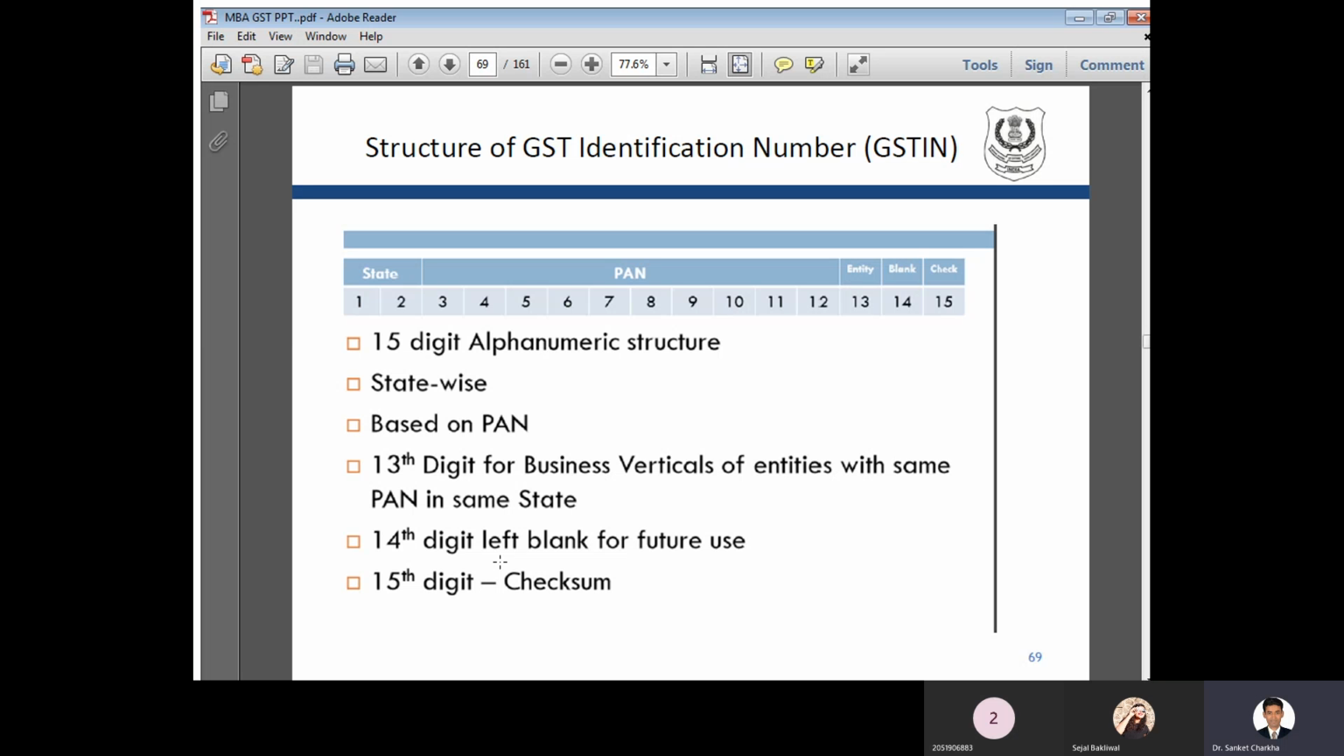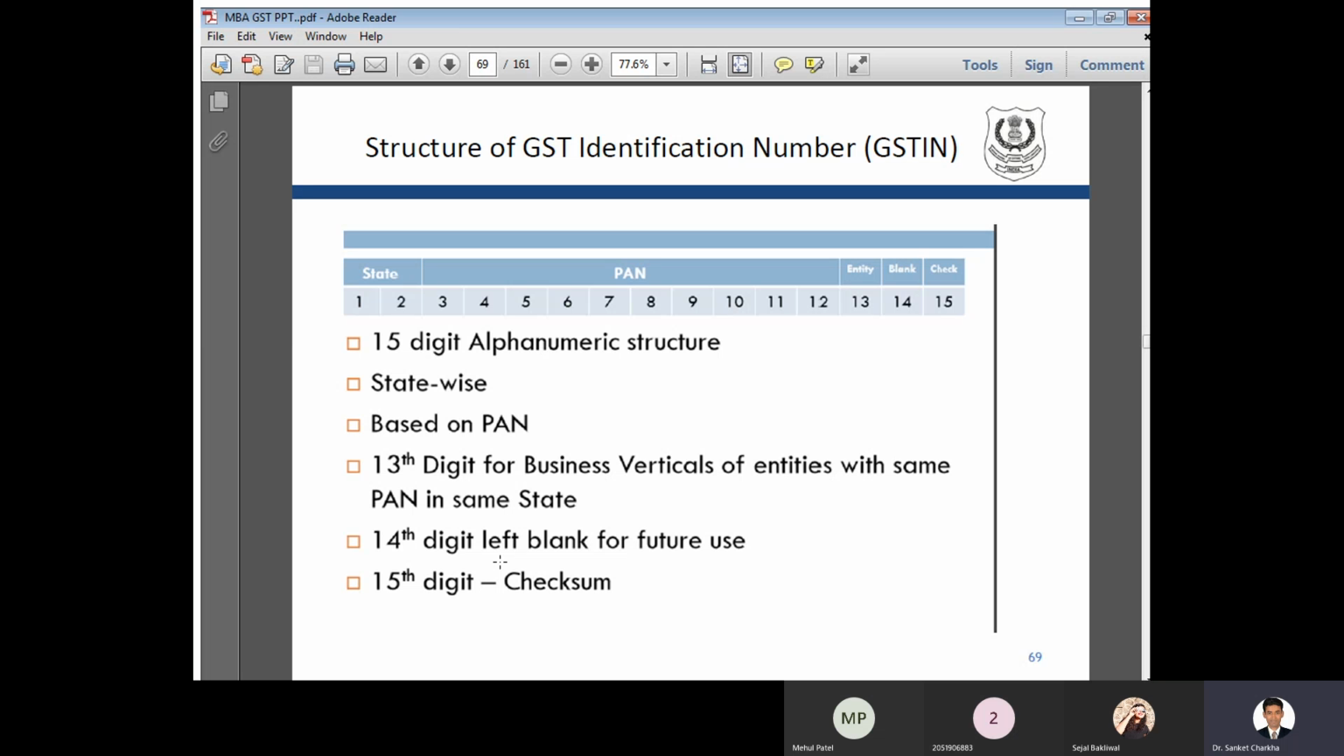Always it is a state-wise number, and whichever state you are representing, the state will be provided, and accordingly the number will be allotted for you based on the PAN. Another major feature is that the first thing you need to do to get registered, to get your registration number, is that you have to have a PAN number. Unless you have a PAN number, the GST cannot be generated or provided by the GST tax authorities.